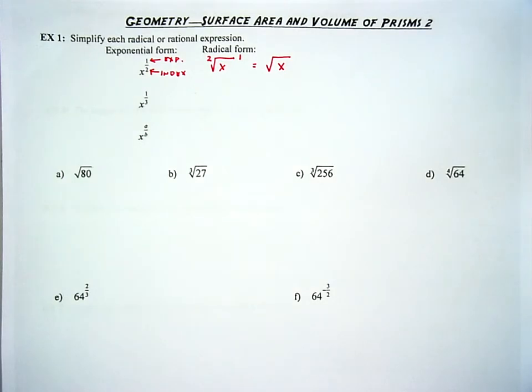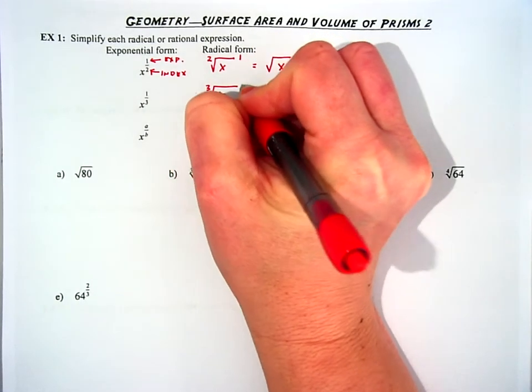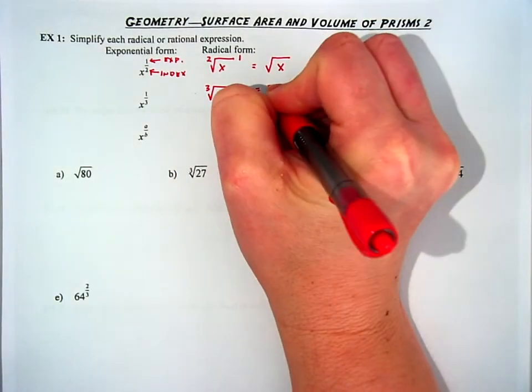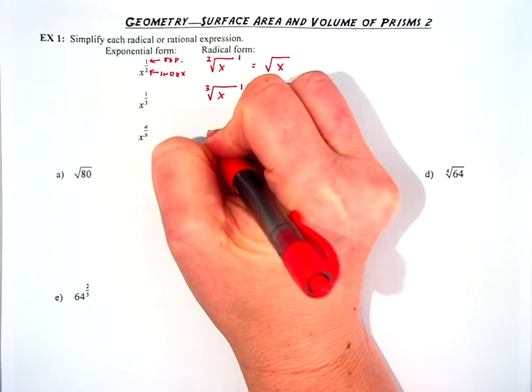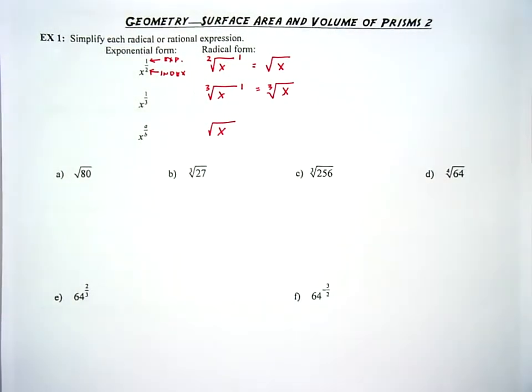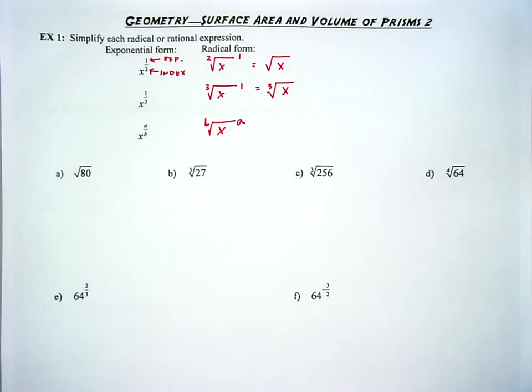So if I have x to the 1/3 power, this is like saying the cube root of x to the first power, but really we just write that as the cube root of x. So if it's a square root, we do not write the index. If it's anything else, we do. So then lastly, if I have x to the a over b power, the a is the exponent, the b is the index. So here I would be saying the b root of x, and then raised to the a power just like that. So that would be fully simplified.